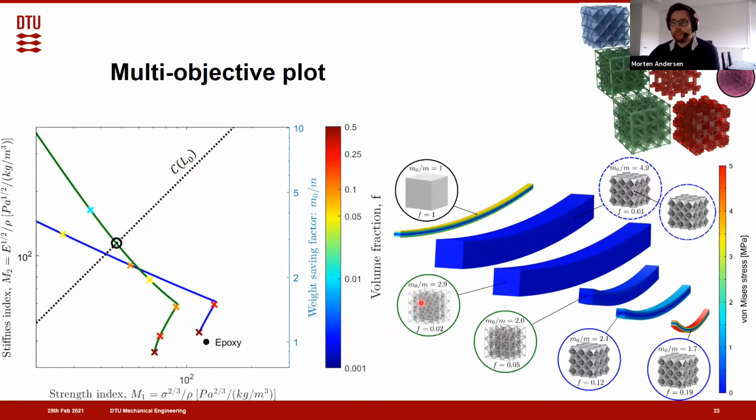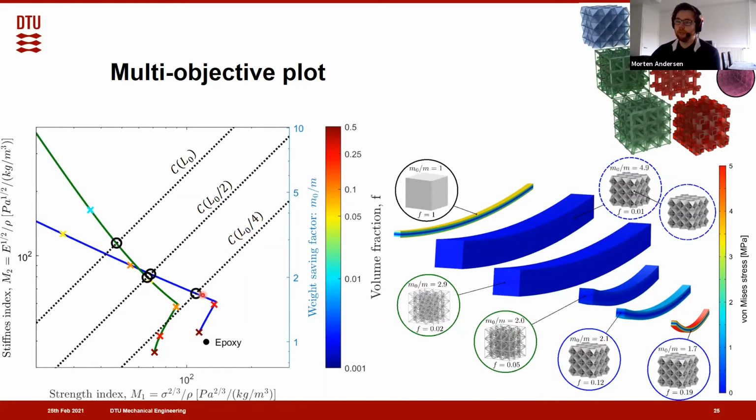But if we go ahead and take half of the beam length, then we can see that the two different lattices are approximately hitting it at the same time. If we halve the length of the beam, we actually get a weight saving of 2.0 and 2.1 for the respective lattices. And once again, if we do a quarter length of the beam, we can see that the beam now prefers to have this isotropic plate lattice instead.